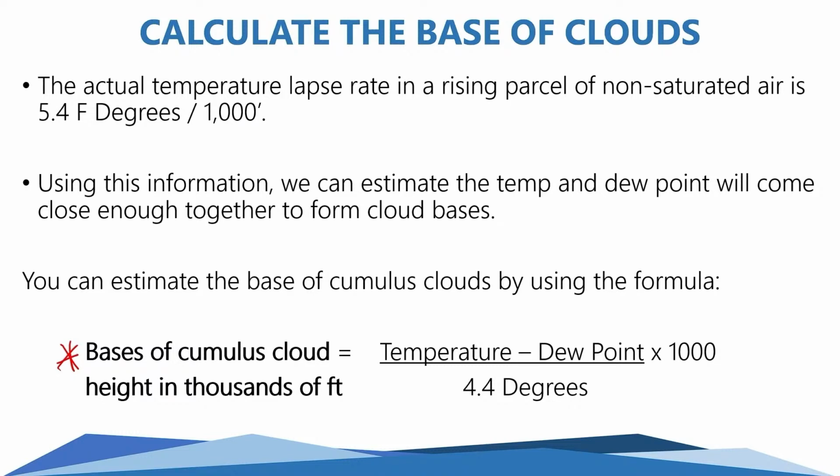Don't worry yourself too much about them in this class, but the reason why I put this one in the bullet point at the top is it's what's called the actual temperature lapse rate of a rising parcel of non-saturated air is 5.4 degrees Fahrenheit per 1,000 feet. And that basically correlates to the formula at the bottom. That's basically the information that they're using to determine the base of the cumulus clouds.